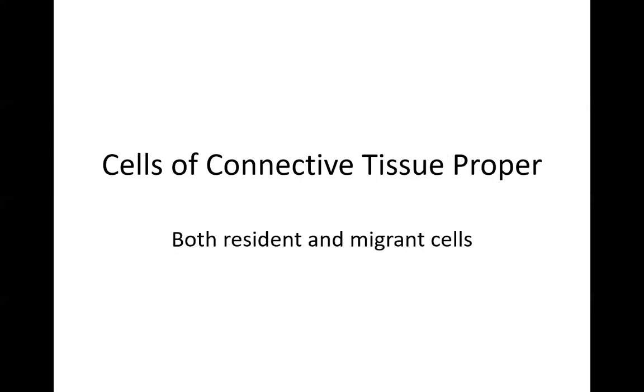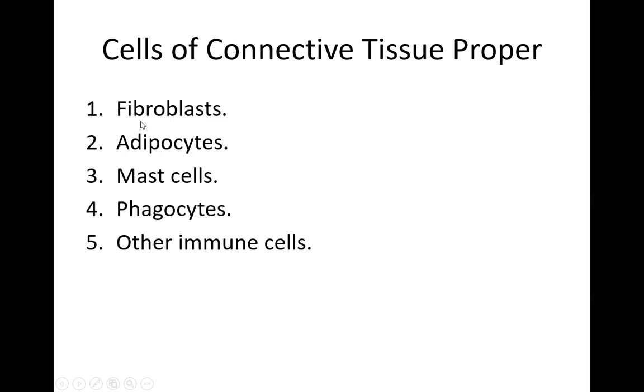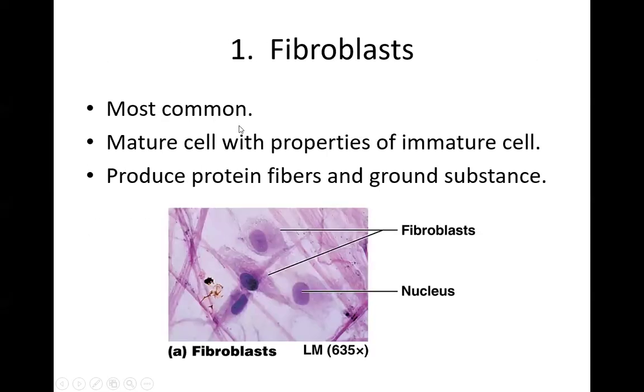Okay, cells of the connective tissue proper. These are both resident and migrant cells. The cells of the connective tissue proper are fibroblasts, adipocytes, mast cells, phagocytes, and other immune cells.